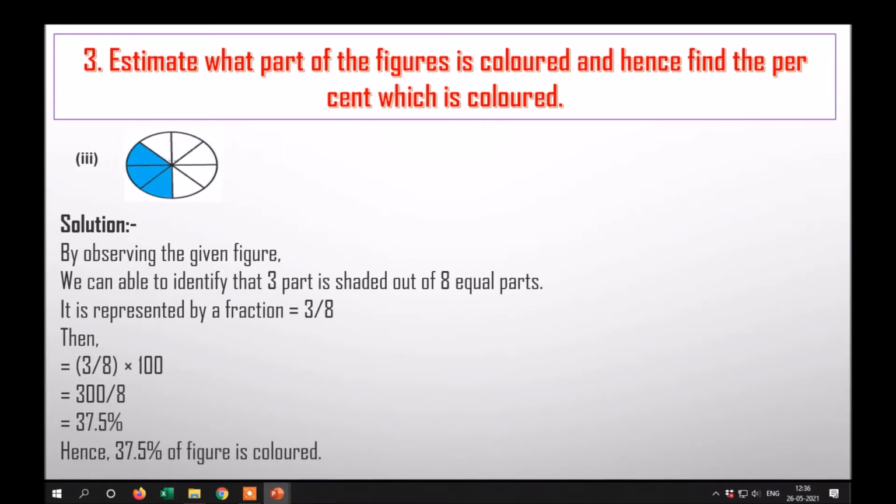By observing the given figure, we can identify that 3 parts are shaded out of 8 equal parts. It is represented by a fraction 3 upon 8. So 3 upon 8 into 100. 3 into 100, that is 300 upon 8. So 37.5%. Hence 37.5% of the figure is colored.